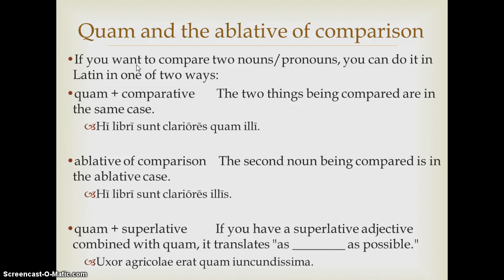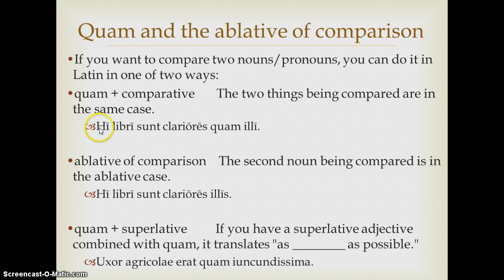So, last thing I want to talk to you about, the adverb quam and the ablative of comparison. If you want to compare two nouns or two pronouns, you can do it in Latin one of two ways. The first way you can do this is quam plus the comparative. So you put the two nouns that are being compared in the same case, and you use this quam. So, hi libri sunt clariores quam illi. These books are more famous than those books.